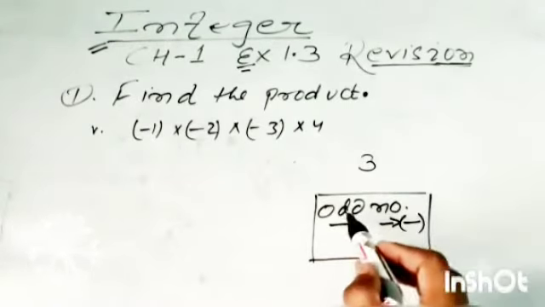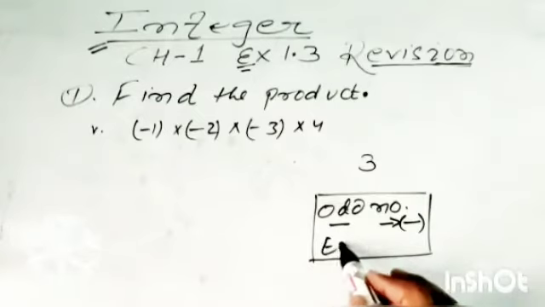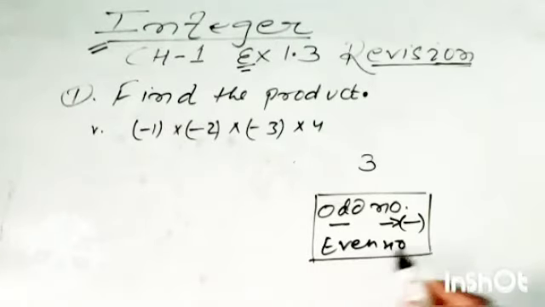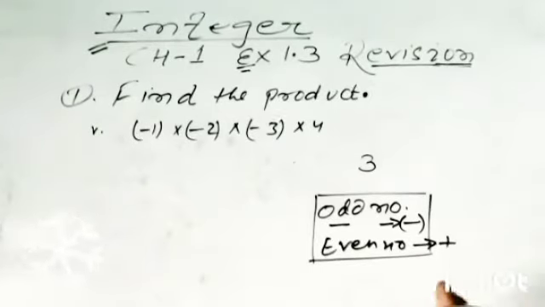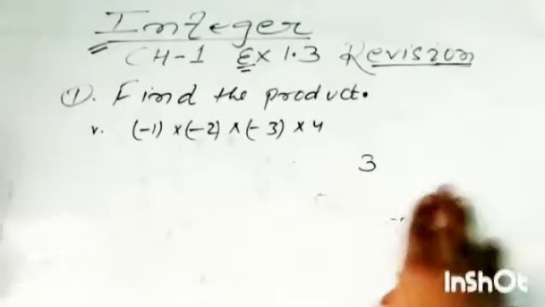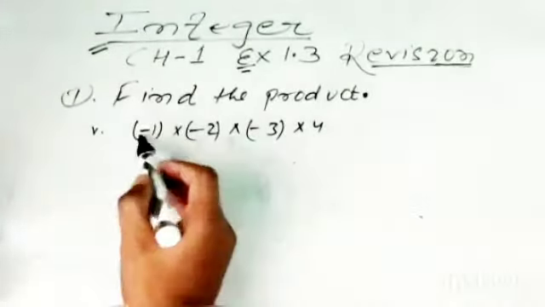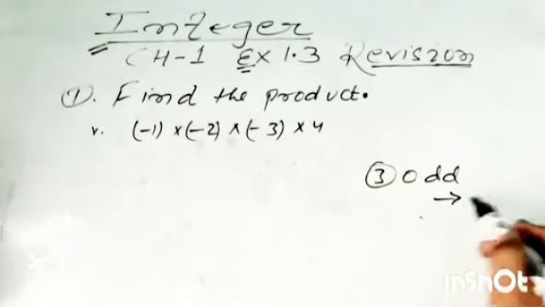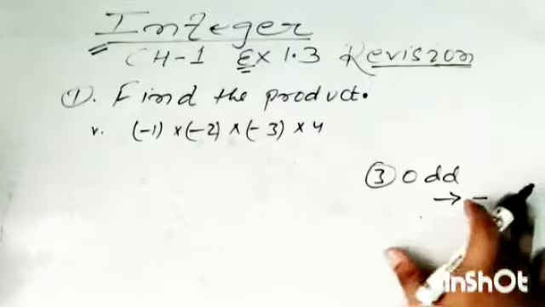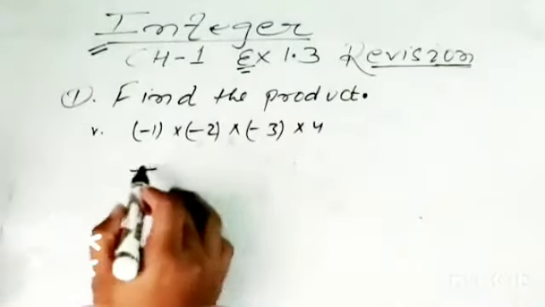If you find an even number of negative signs, the final answer will be positive. So let's see this. Here we see negative signs 1, 2, 3 times. 3 is an odd number. So if an odd number of times, then the answer will come in negative. So we'll write minus first.